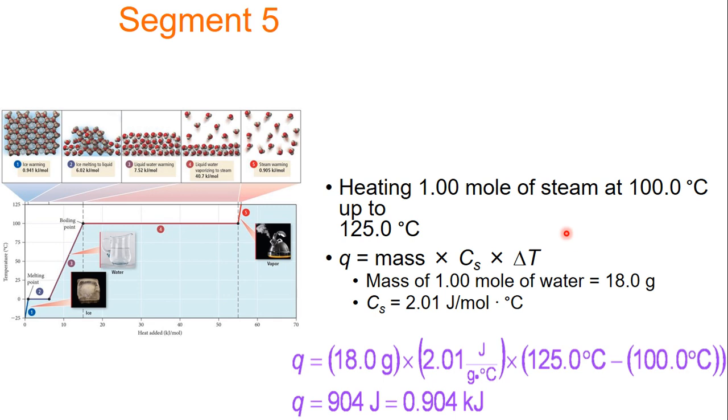Lastly, we want to heat our steam to 125. So we go back to the equation Q equals mass times Cs times delta T. Cs is 2.01. So Q is 0.904. And to get the heat of all these processes to go from ice at minus 25 to steam at 125, we just add up the energy of each step. That's all we have to do.